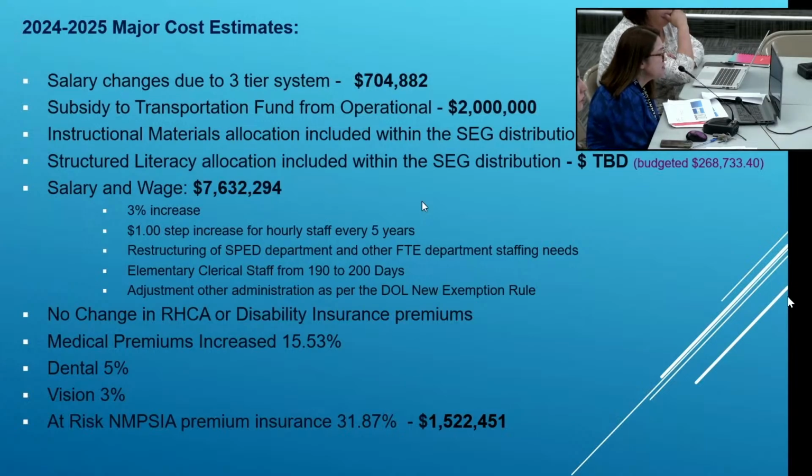There was no change to RHCA or disability insurance premiums. For medical premiums, there was a 15.53% increase, 5% for dental and 3% for vision. The at-risk NMSIA premium insurance coverage was 31.87%, or that's approximately a $1.5 million increase for this fiscal year.